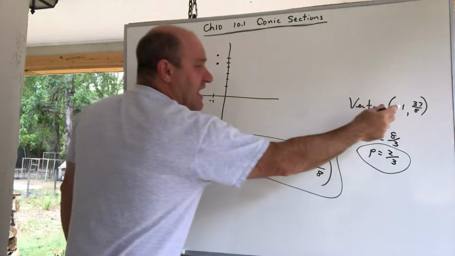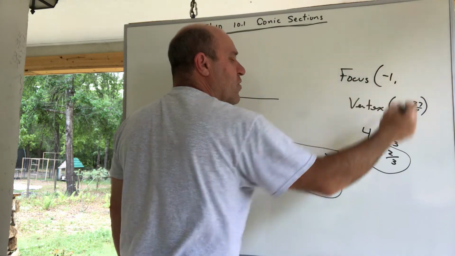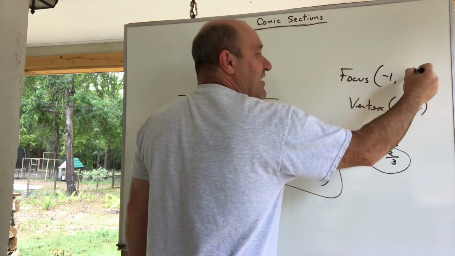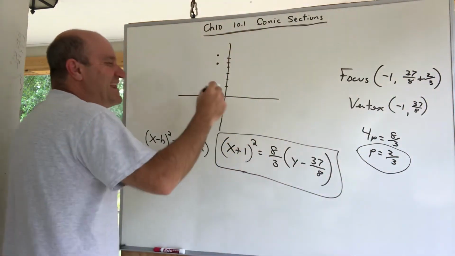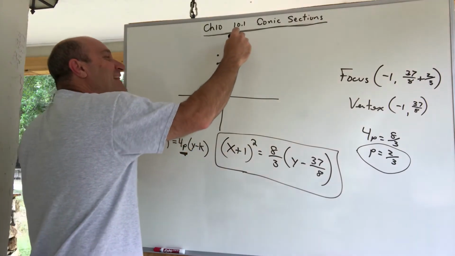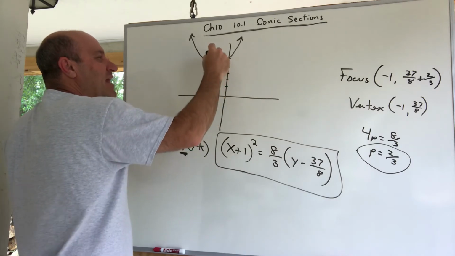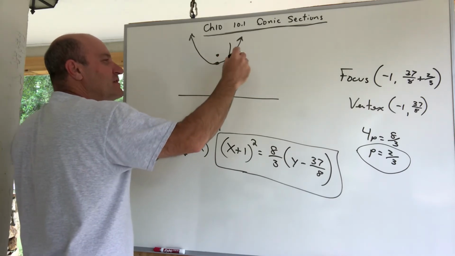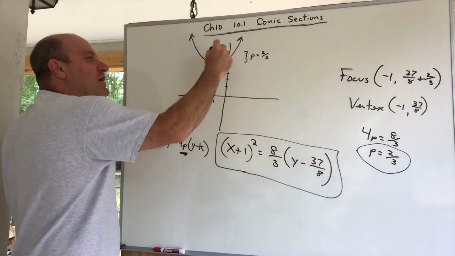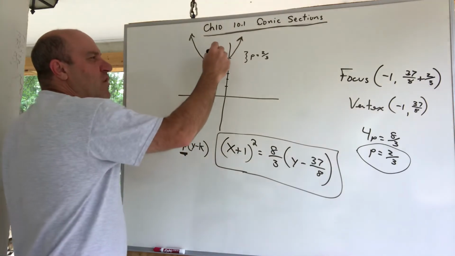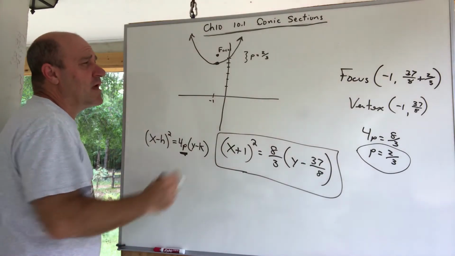So the vertex is negative 1, 37/8. The focus is negative 1, and then I got to take 37/8 plus the 2/3. Yeah, good job. I'll let you do that. Anyway, there's a parabola sitting here, and we got the vertex labeled pretty well, and this distance, p equals 2/3, took me to what's called the focus, the focus of the parabola. I can talk more about what that means in terms of physics and so forth.